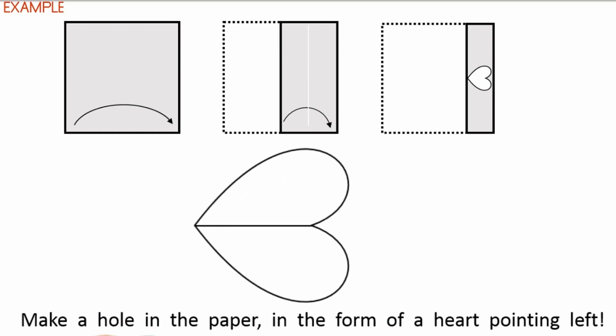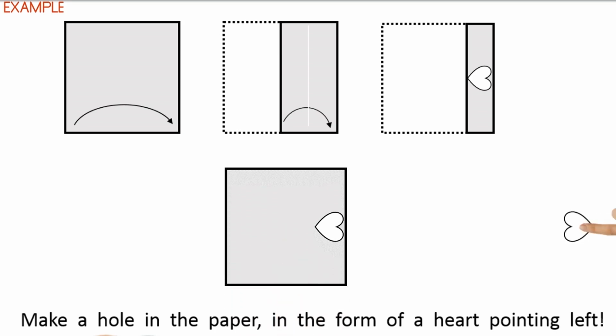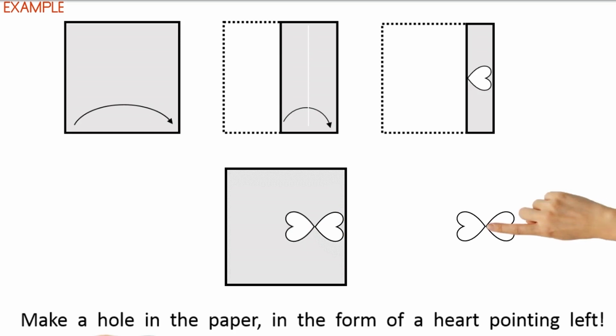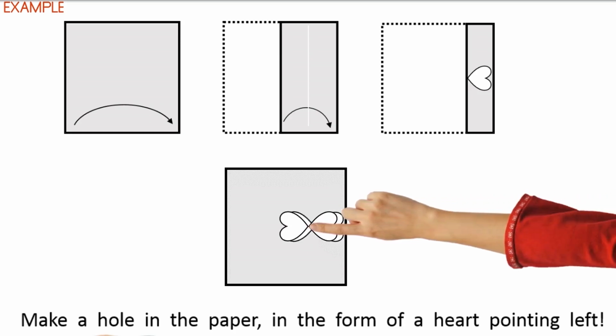So, the first time the sheet is unfolded, the heart is flipped horizontally. The second time the sheet is unfolded, both hearts are flipped horizontally on the left side of the sheet.